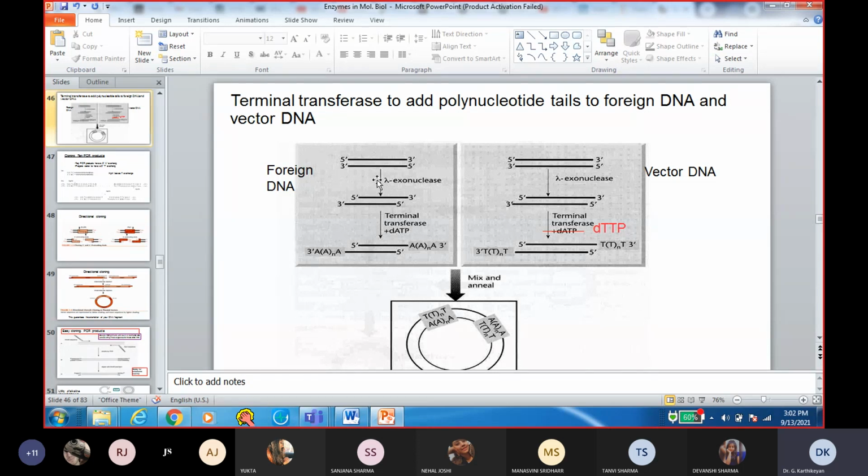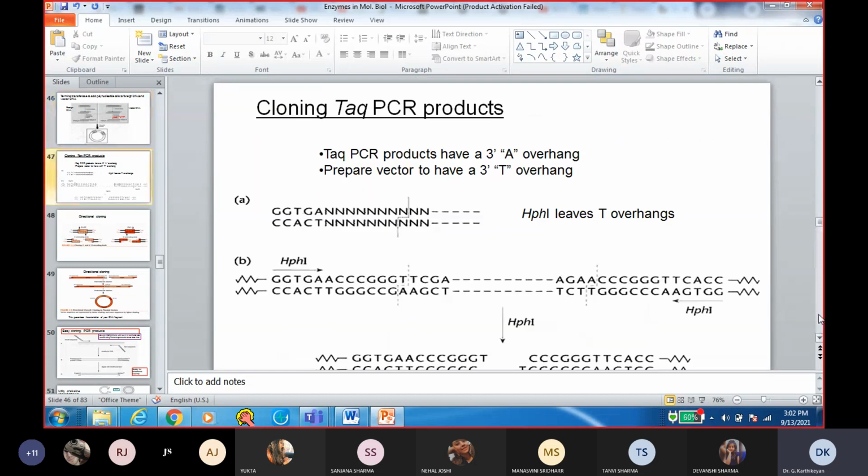Another one was this terminal transferase, which we discussed in the previous class. Terminal transferase has this ability to add nucleotides to the 3' end, and then you can mix and match two different nucleotides, and because of complementary base pairing, you can do the cloning part. This is all something that used to be very fashionable in the beginning days. So we are basically looking at the history of molecular biology. That's why I'm discussing all these things.